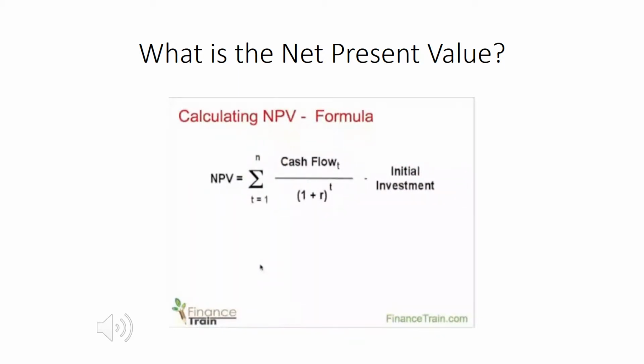The formula on screen is used to calculate the NPV of a project. The numerator represents the cash flow at time t. R represents the discount rate chosen to calculate the present value. This is also the desired rate from the project. T represents the number of periods for which we will receive the cash flows.